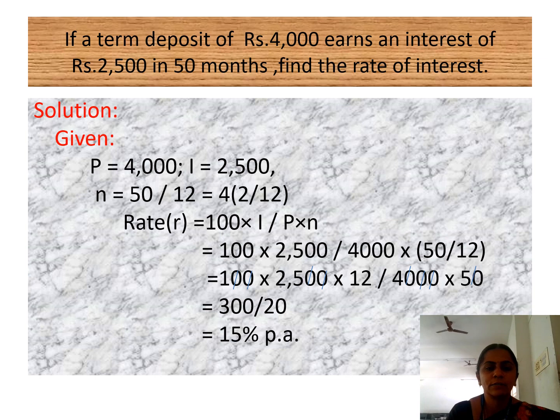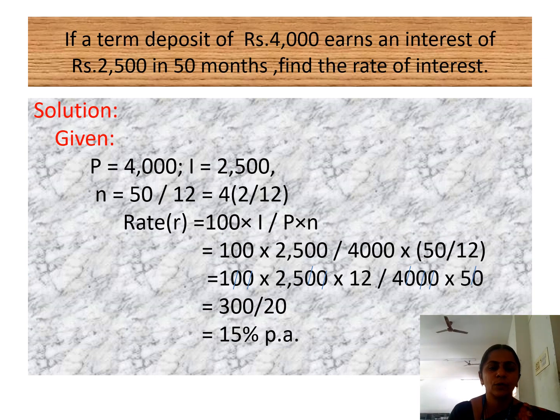So rate is equal to 100 into I divided by P into N. This is the formula for finding rate of interest. So rate is equal to 100 into I divided by P into N. You have to use this formula for finding rate of interest. So you have to apply the given data in this formula, we get the rate of interest.